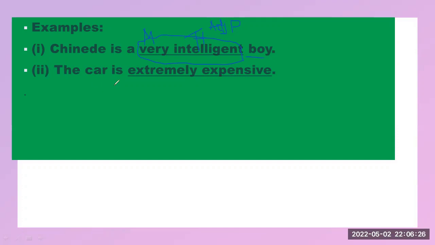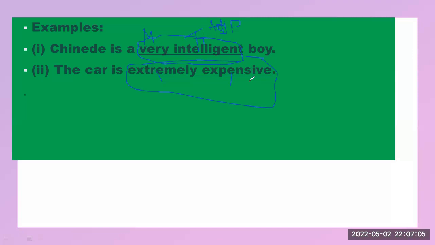Example II, the car is extremely expensive. Now, extremely expensive is an adjective phrase made up of the words extremely and expensive. The word extremely is an adverb, and the word expensive is an adjective. Of course, you need to understand that an adverb is a word that modifies a verb, an adjective or another adverb. Here, this adverb is modifying the adjective, giving more information.